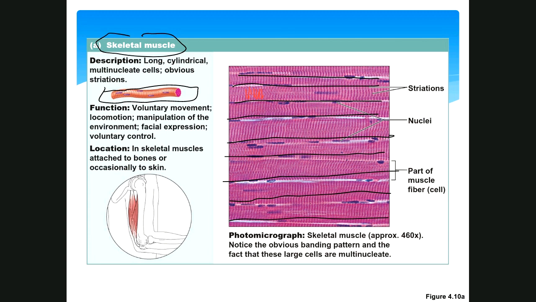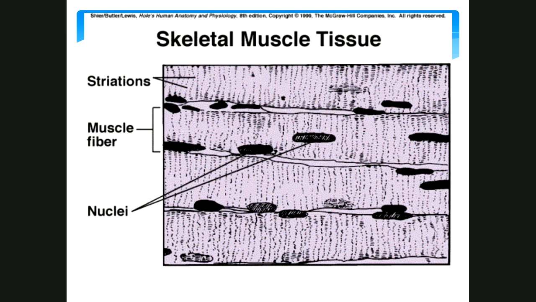They also have a bunch of nuclei. If you look in here, every cell has several nuclei, hundreds of them actually. You can see a bunch of these nuclei. If we were to blow it up, it looks like this. Look, here's this cylinder right here. This is one cell right there, and here's one cell right here. And then here are the stripes. Here are the nuclei.